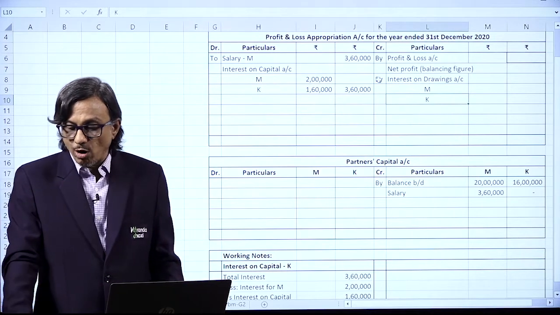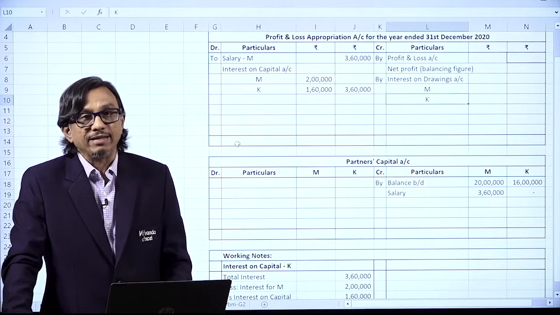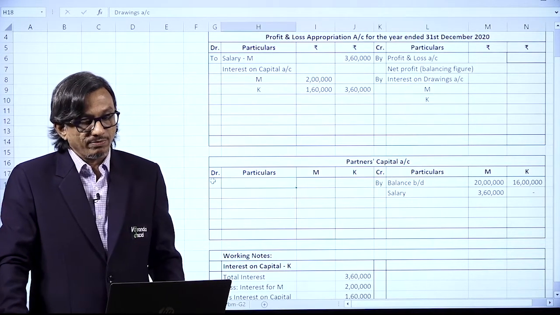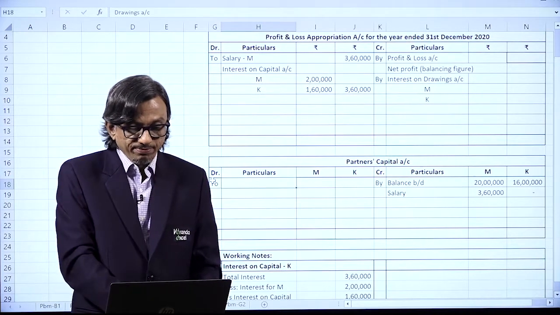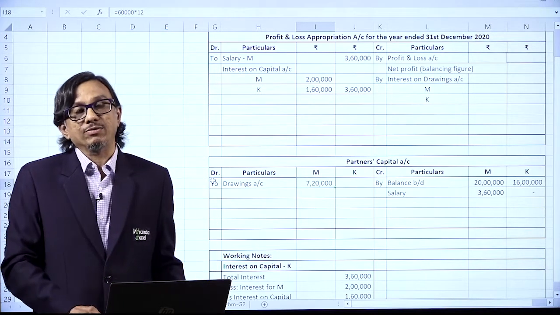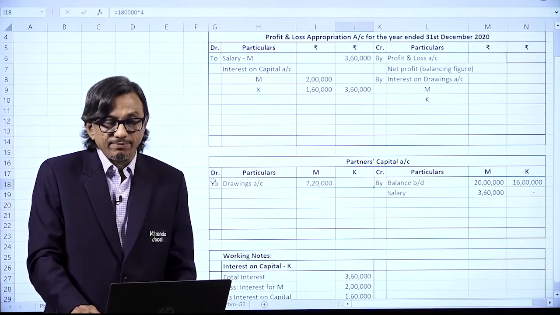Now friends, first of all we should find out what the drawing by the partners is. It is given in the problem that M withdrew 60,000 per month at the end of each month. So, every month M draws 60,000. Therefore, what will be the total drawing of M? It will be 7,20,000, which is 60,000 into 12.